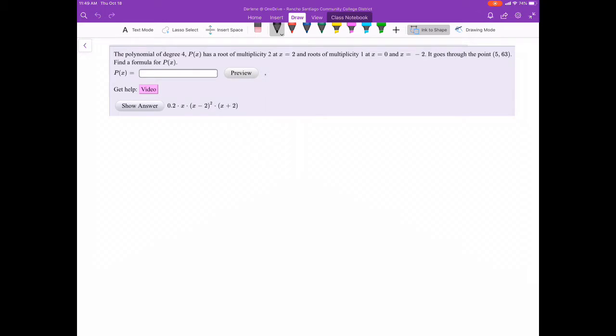Well, I think the first thing we need to do is make a laundry list. First, we know that it's degree 4. The first root given has multiplicity 2 at x equal 2. And then the other roots given have multiplicity 1 at x equals 0 and at x equal negative 2. The last piece of information, which means we're probably going to use it last, is that p goes through the point (5, 63).